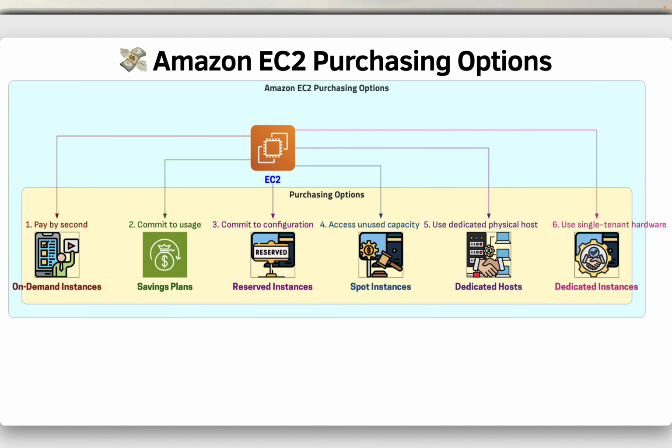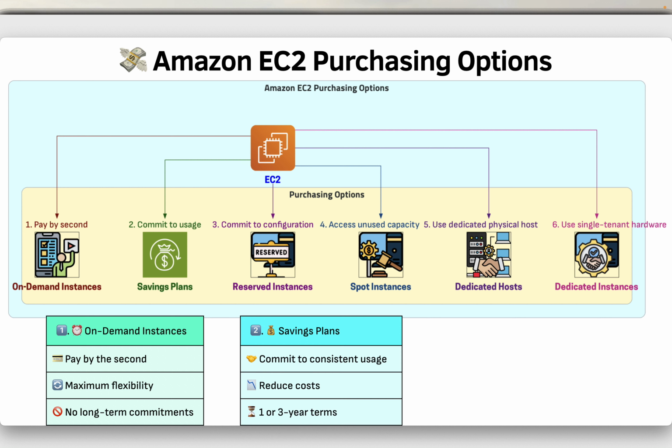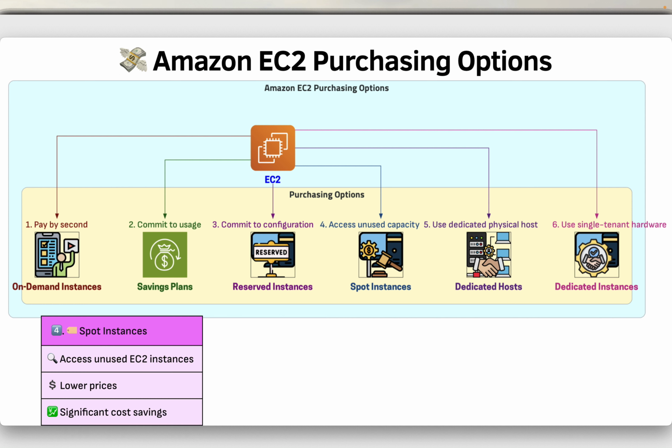So Amazon EC2 purchasing options. First one, on-demand instances. So you pay by the second for the instances you launch, providing maximum flexibility without long-term commitments. Next one, savings plans. So you commit to a consistent amount of usage to reduce cost with the option for a 1-year or 3-year term. Then we have reserved instances. You commit to a specific instance configuration for 1 or 3 years to lower cost further.